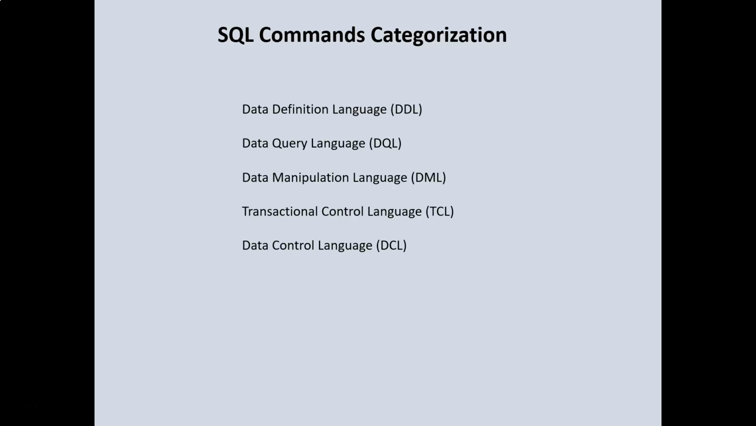SQL commands can be grouped into 5 main categories. We have the data definition language, DDL, data query language, DQL, data manipulation language, DML, transactional control language, TCL, and data control language, DCL.